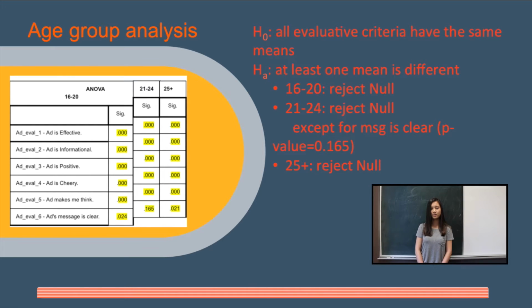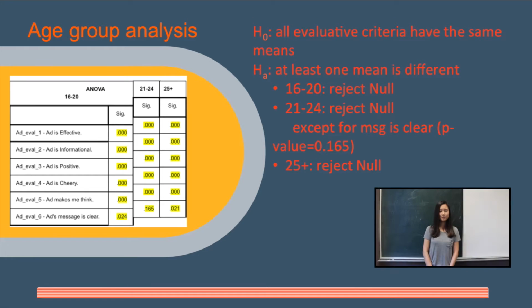However, on the overall sample, it was found that "ad is positive" and "ad is cheerful" differed by ad types, specifically with the 25 or above age group. Therefore, age groups are not statistically differentiable when evaluating any ad criteria in ad type 2, but in the overall sample, the 25 or above age group tends to rate ads as more cheerful and positive than counterpart groups.